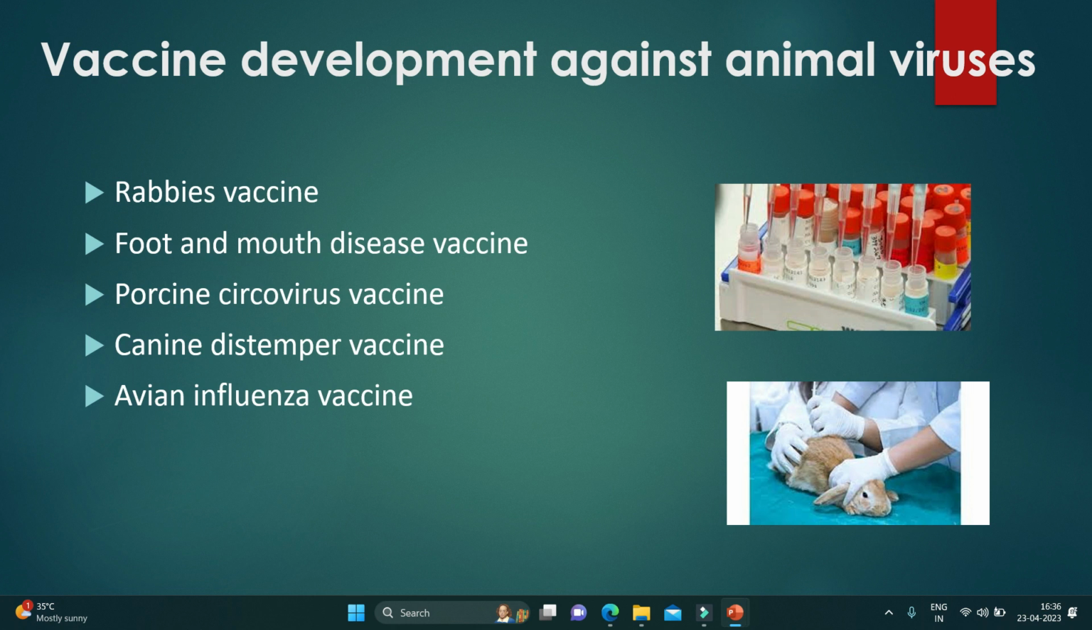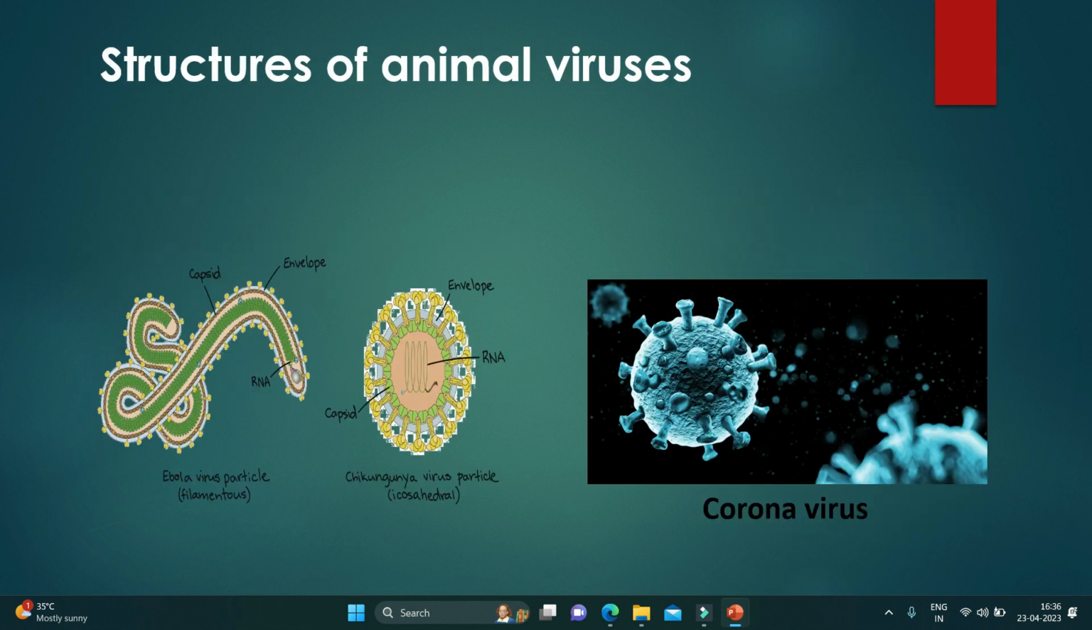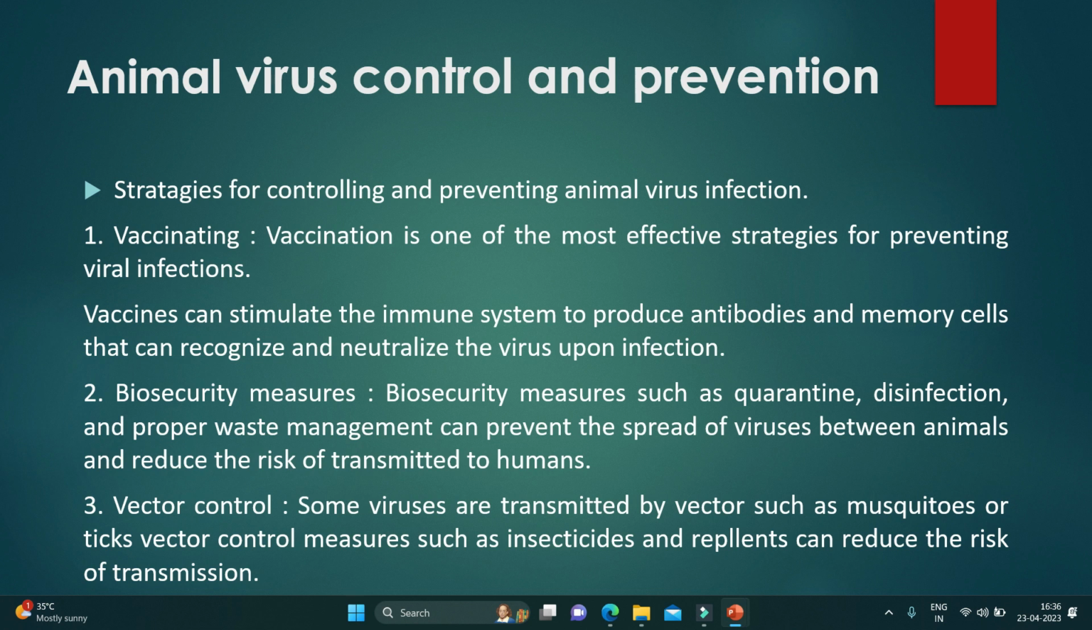Vaccine development against animal viruses. Rabies vaccine, foot-and-mouth disease vaccine, porcine circovirus vaccine, canine distemper vaccine, avian influenza vaccine. These are the structures of animal viruses. Next. Next is animal virus control and prevention.